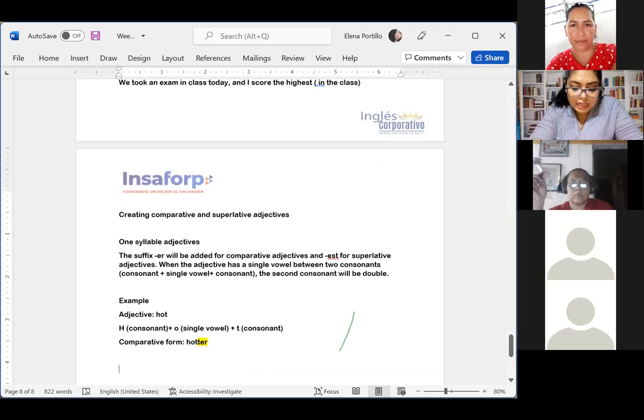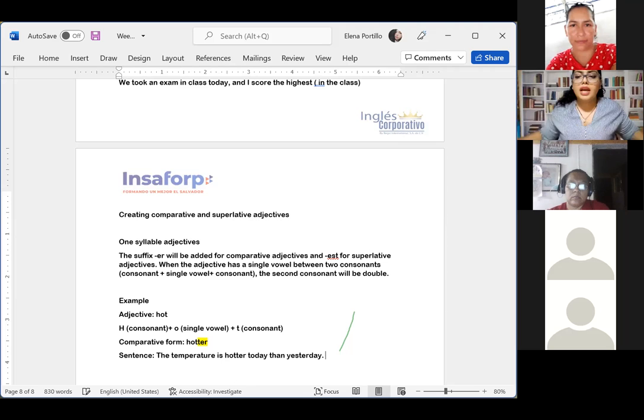Then we have the sentence. It's hotter today than yesterday. So in this case, we are making a comparison of the weather from today and yesterday. The temperature is hotter today than yesterday. And in that case, we create the comparative of the adjective hot.